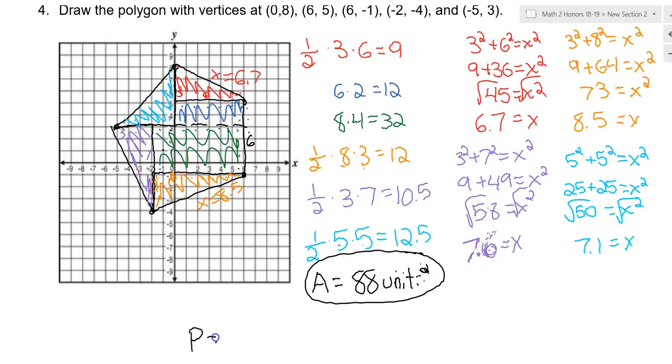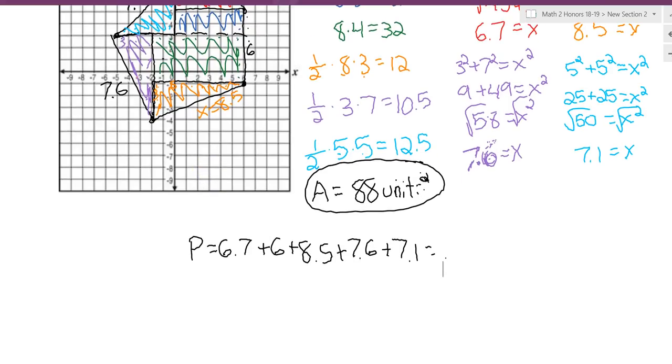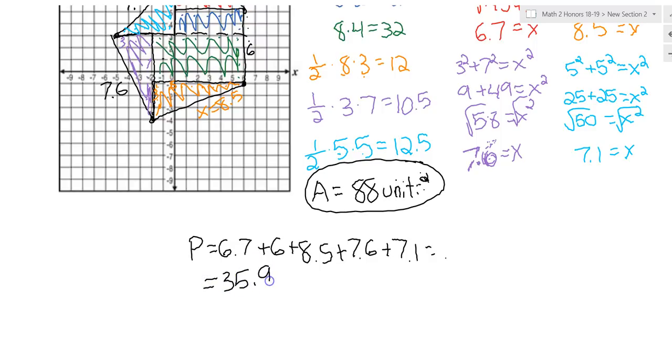So then I just have to add them all up to actually find my perimeter. Right? So we have, I didn't add these in. This was 7.6. And this was 7.1, right? So I'm just adding up all 5 of those. And that comes out to 35.9 units.